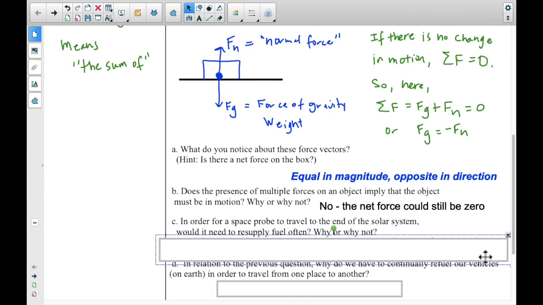Okay, so I mentioned astronauts a second ago. Here's another question about space. In order for a space probe to travel to the end of the solar system, would it need to resupply fuel often? Why or why not?